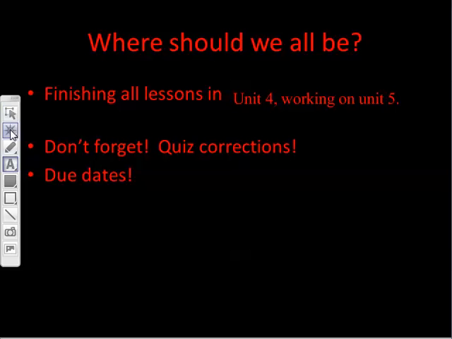We should all be finishing up Unit 4. If you're not already finished with it, you should be getting really close to getting finished with Unit 4. We're continuing to work on Unit 5. We are approaching the end of the semester, so you need to make certain that you are getting this stuff done. Don't forget, you can make corrections to things that are failing grades. We want to keep our grades as high as we can. Due dates, we're letting things slip a little bit. If we don't get them taken care of, they will start being permanent zeros in our grade book. We want to make certain we get that taken care of.